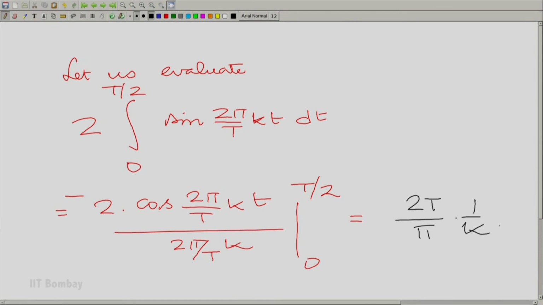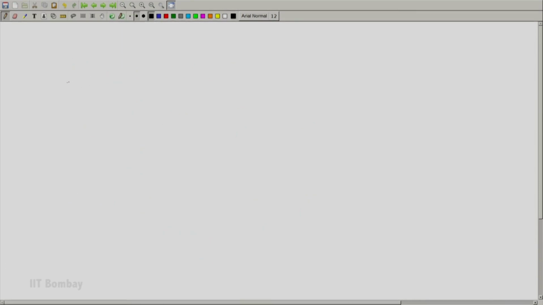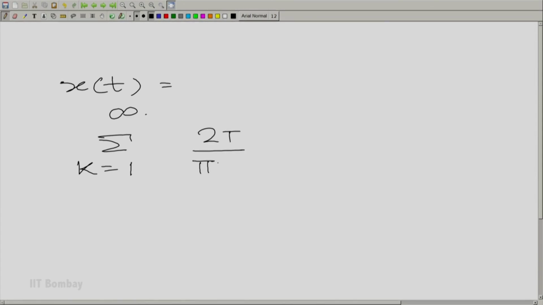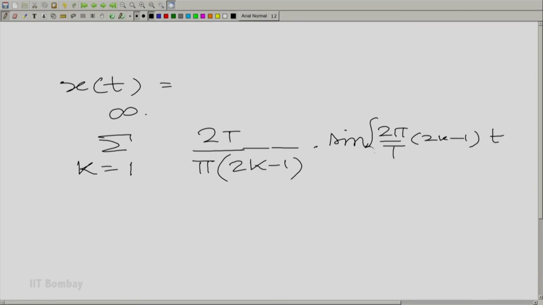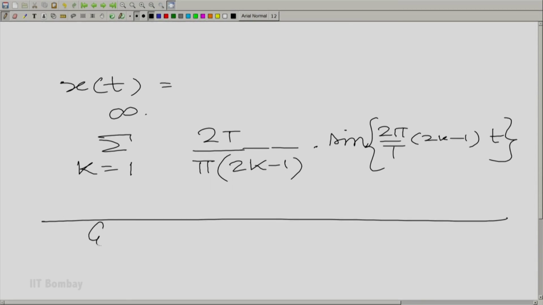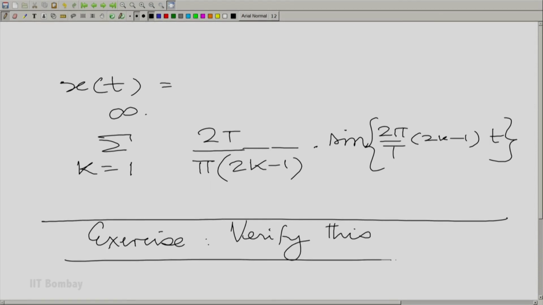And all in all, what we have is x(t) is therefore the summation, k going from 1 to infinity, of 2T by pi into 2k minus 1 sine. This is the complete expansion. I leave it to you as an exercise to verify this.